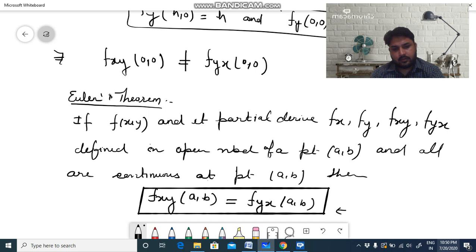So in this way we can conclude that if the partial derivatives of the function are all continuous, and the function is itself continuous at point (a, b), then its mixed kind partial derivative values both are equal.